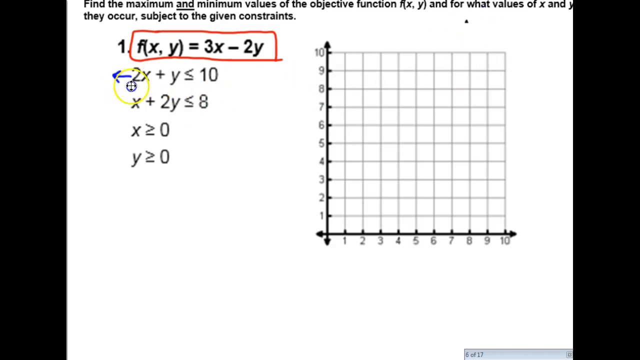For this one, you're going to want it in y equals form, so I'm just going to subtract the 2x over. So y is less than or equal to negative 2x plus 10. That's what we're going to graph. And then for this next inequality, you're going to subtract the x, and you're also going to divide by 2. So that becomes y is less than or equal to negative 1/2 x plus 4. These bottom two constraints, we call these constraints, they're just restricting you to the first quadrant. X has to be positive and y has to be positive. So you're in this first quadrant, which is all the graph they gave you.